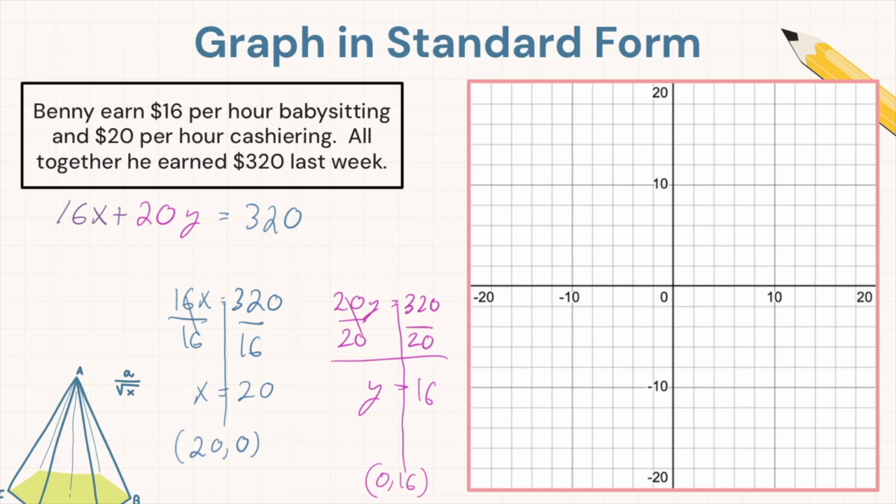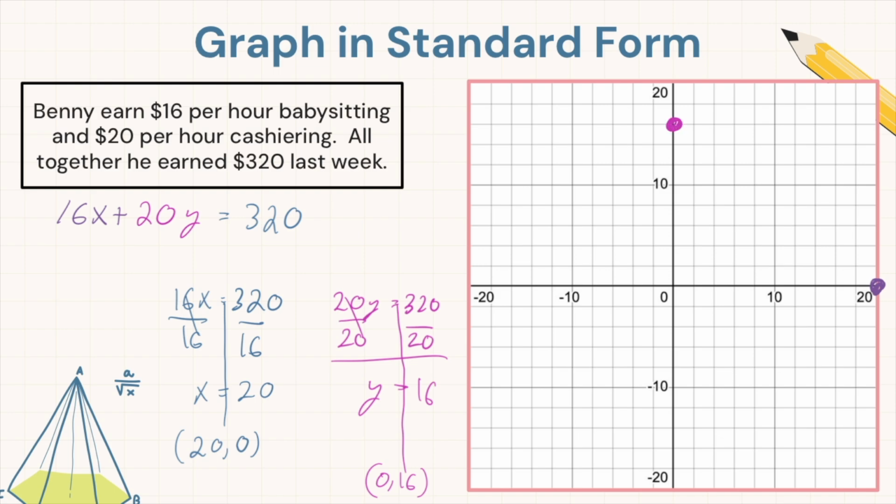So now that we've got our 2 points, we're going to plot them on the graph. So (20, 0) is going to be over here. We're going to put a point right there. All right, and our other point is going to be at (0, 16). So again, we're going to put a point at (0, 16). So we've got 10, 12, 14, 16 here.